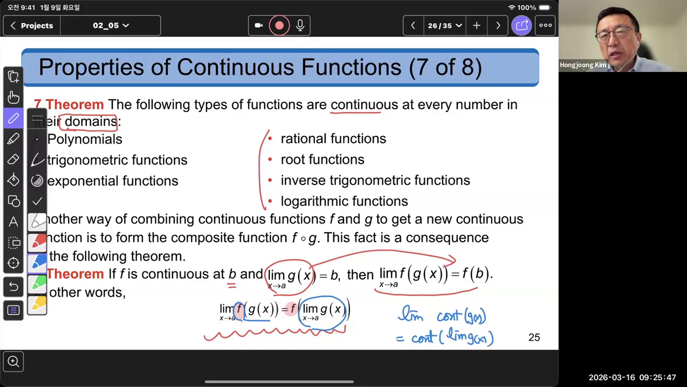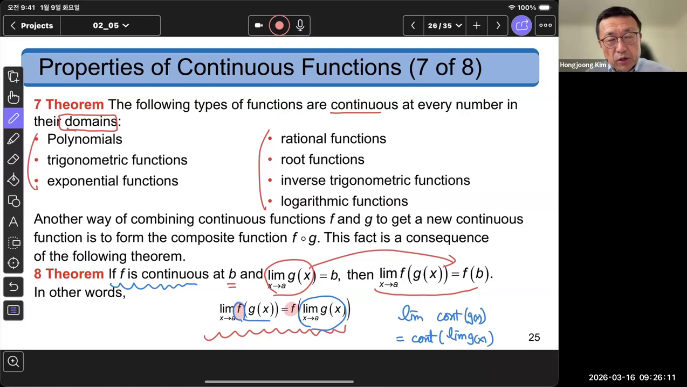So the outer function f is a continuous function. That is the assumption. So if this outer function f is continuous, then the limit of f of g(x) will be f at the limit of g(x). That's the claim in Theorem 8. I do not require the continuity of the g function. I need continuity of this outer function f. Then I can switch this f with the limit operation.